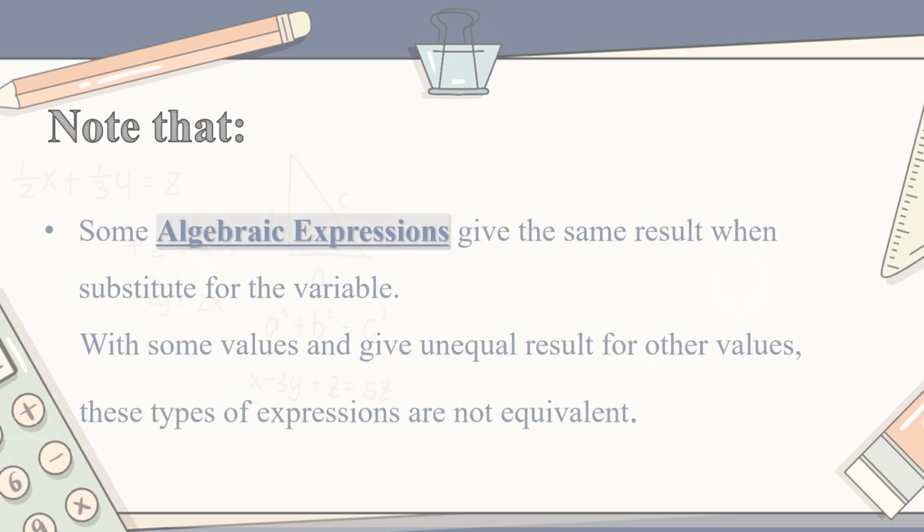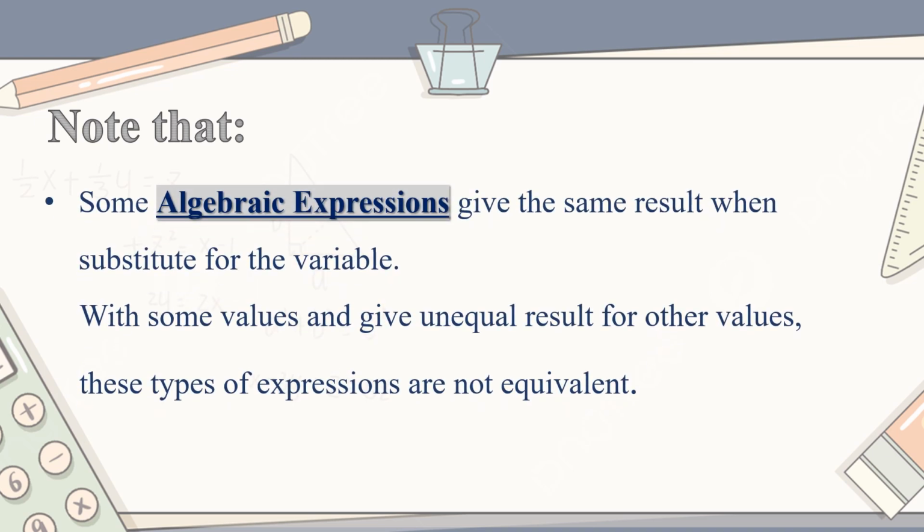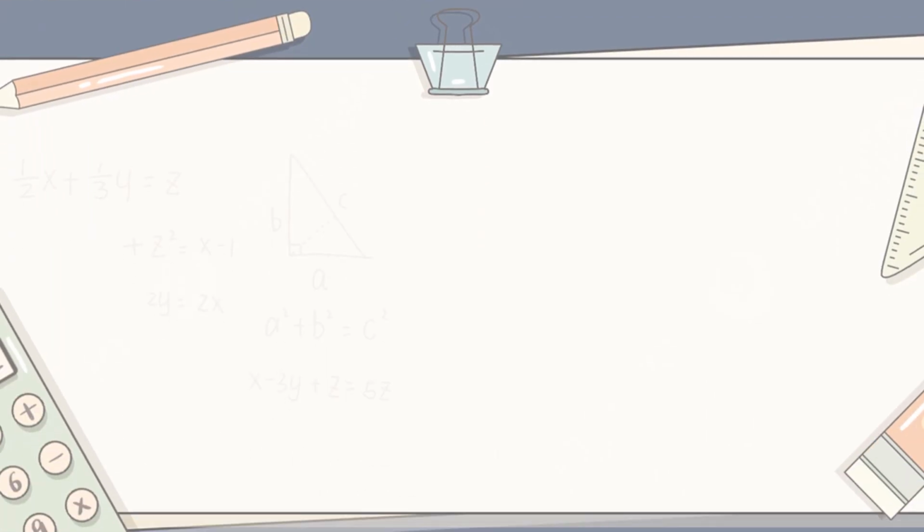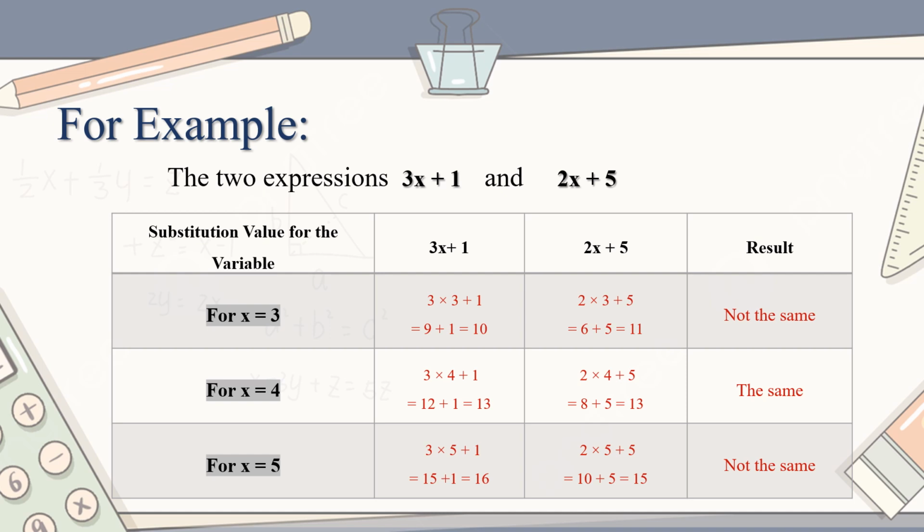Note that some algebraic expressions give the same result when substituting some values for the variable, but give unequal results for other values. This type of expressions is not equivalent. For example, we have here two expressions, 3x plus 1 and 2x plus 5.